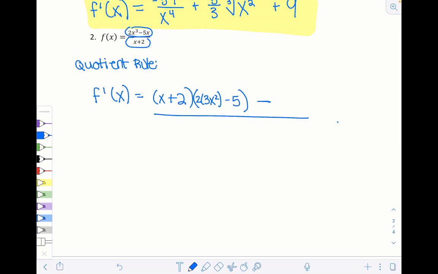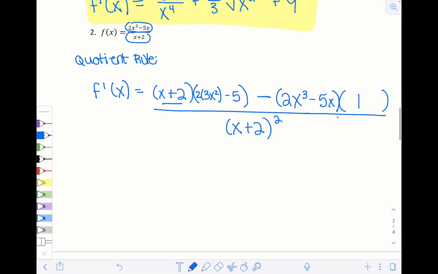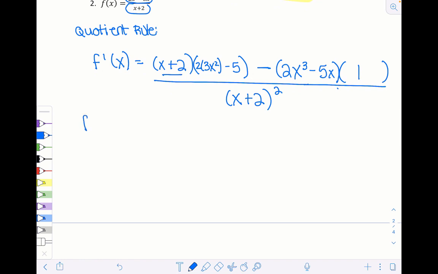Okay, so anyways, to keep going, now I'm just going to flip it and do the opposite. So instead of the original denominator, now I'm going to put the original numerator, which is 2x cubed minus 5x, and then I multiply by the derivative of the denominator. So the derivative of the denominator is just 1. And that goes all over the original denominator squared. So this is the derivative, but we would want to simplify it some. So let me go ahead and do that.